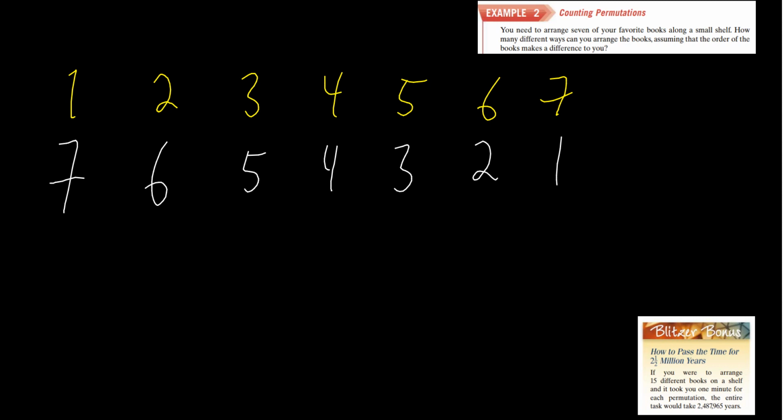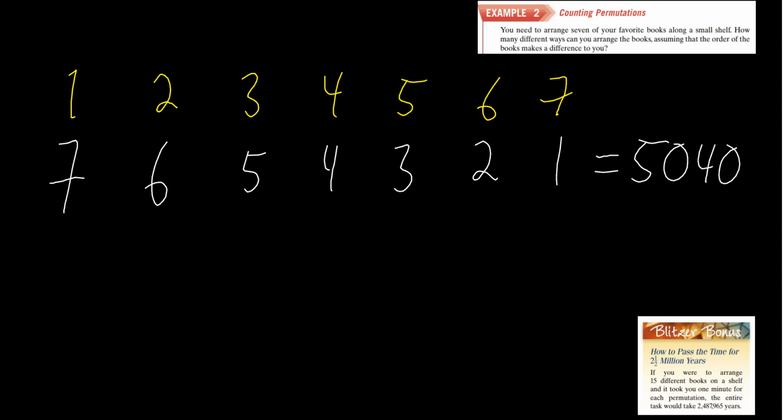Unfortunately, I'm going to do this one in my head. So 5,040. Okay, 5,040. There are 5,040 possible ways to arrange 7 books on a shelf.